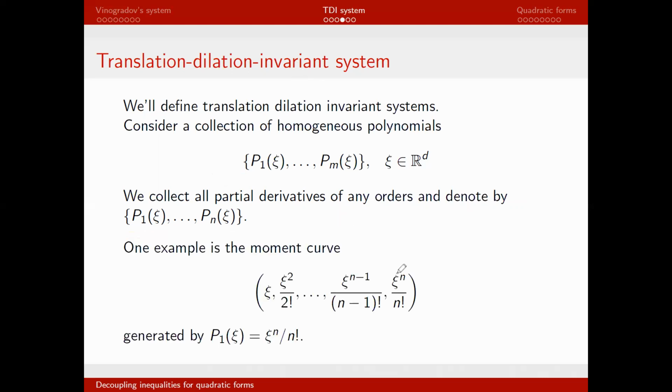One example is the moment curve. We define P1 to be this part. If you take the partial derivative, we get the second last term. And if you take the partial derivative of this second last term, we get the third last term. And we just keep going, and we get this moment curve. So this is one example that we can construct in this way.